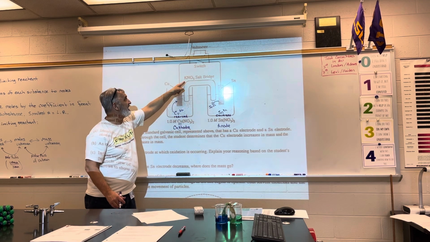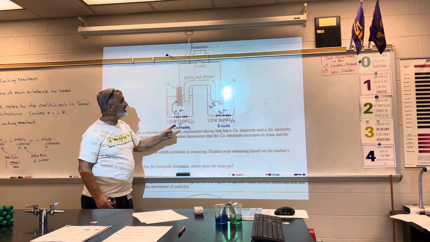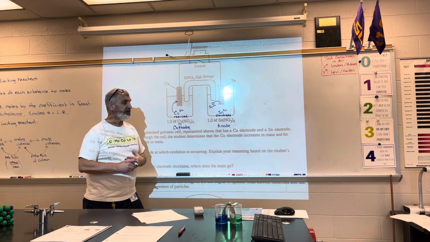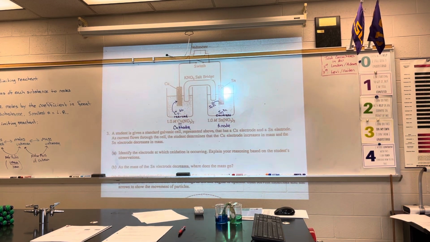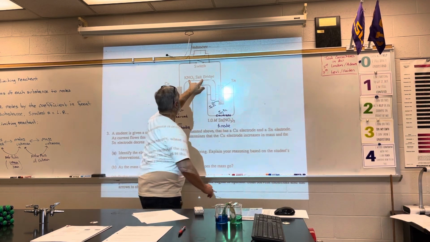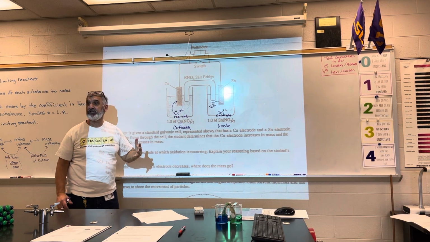The salt bridge is KNO3. So given this, the question asks, in the expanded view of the center portion of the salt bridge, shown in the diagram below, draw and label a particle view of what occurs in the salt bridge as the cell begins to operate. Omit solvent molecules, so you don't have to put water, and use arrows to show the movement of particles. So if this is my salt bridge, what's happening in the salt bridge?